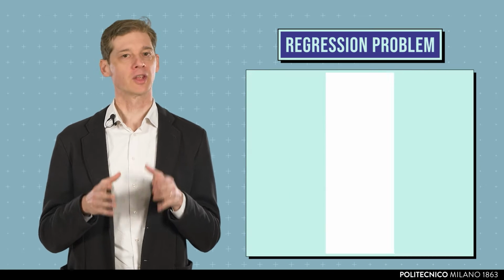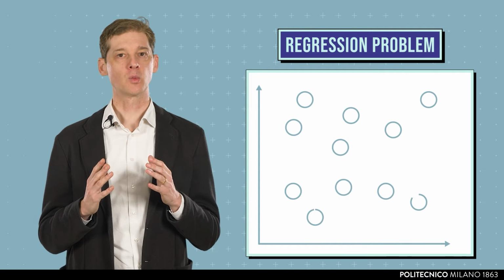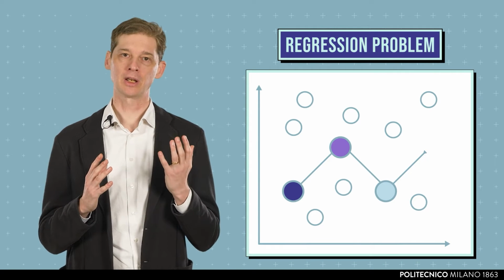If we want to forecast future stock prices, or we want to understand the relationship between the advertising budget spent and our sales, and also we want to estimate the value of a house, we are dealing with a regression problem. That is a supervised learning problem in which the output variable is numerical or continuous.